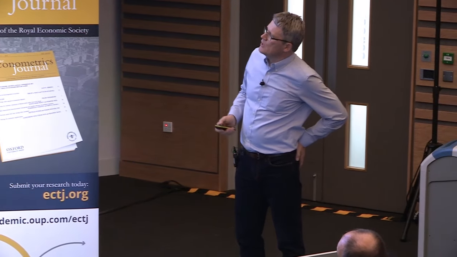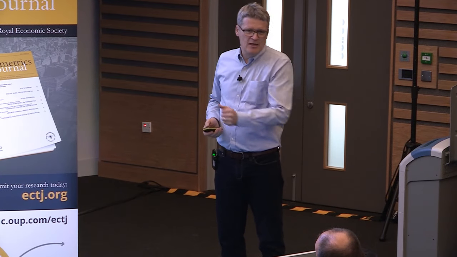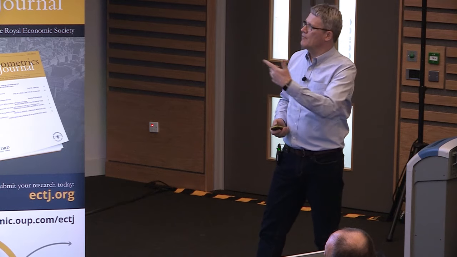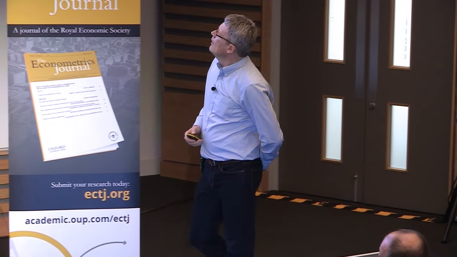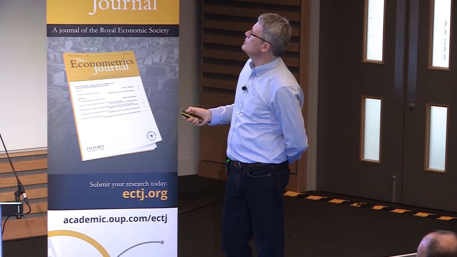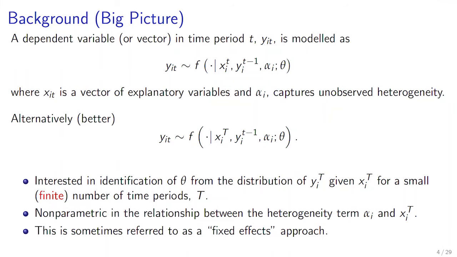So it seems like the relevant asymptotics should be n is big, t is small, so I'll focus on the case where t is fixed, n goes to infinity when I think about identification and when I think about estimation. Okay? I will take what's sometimes referred to as a fixed effects approach, in that I will make no assumptions on the relationship between the individual specific effect, the unobserved heterogeneity alpha, and the explanatory variables x.